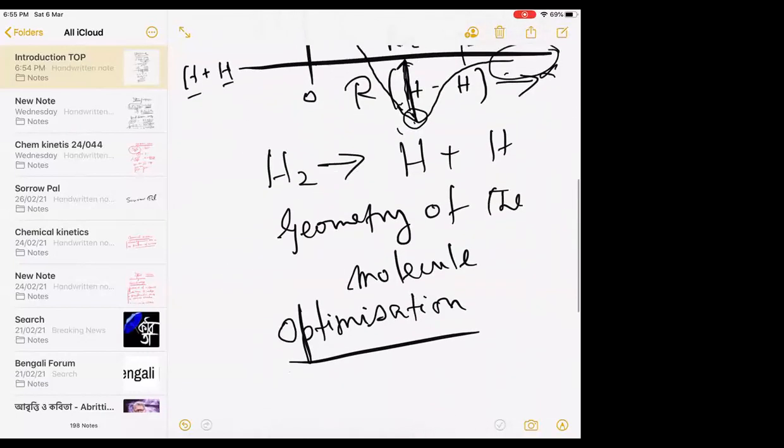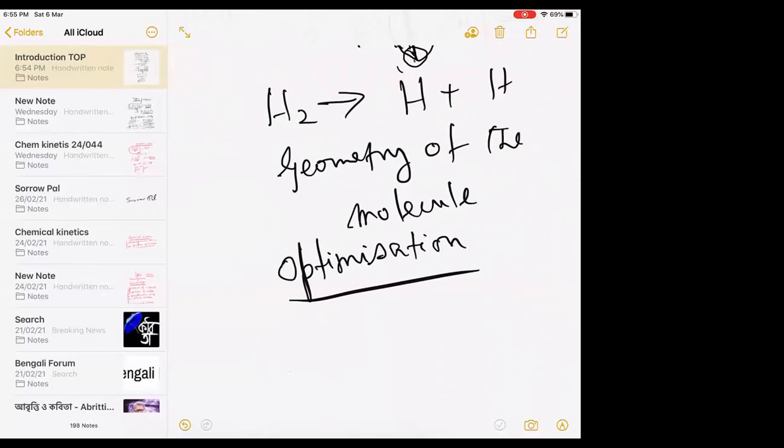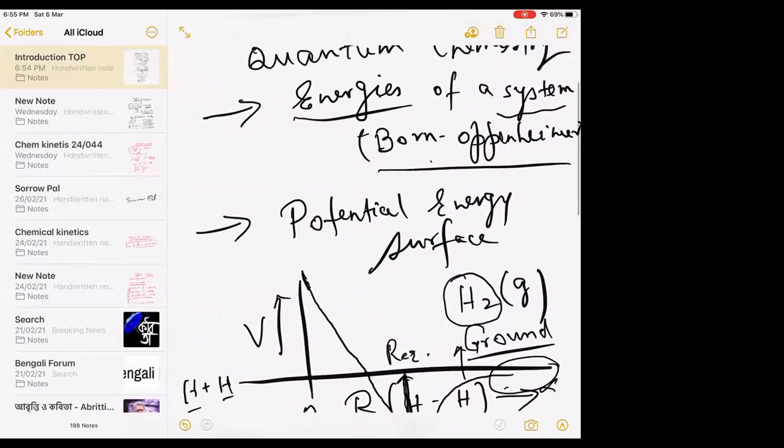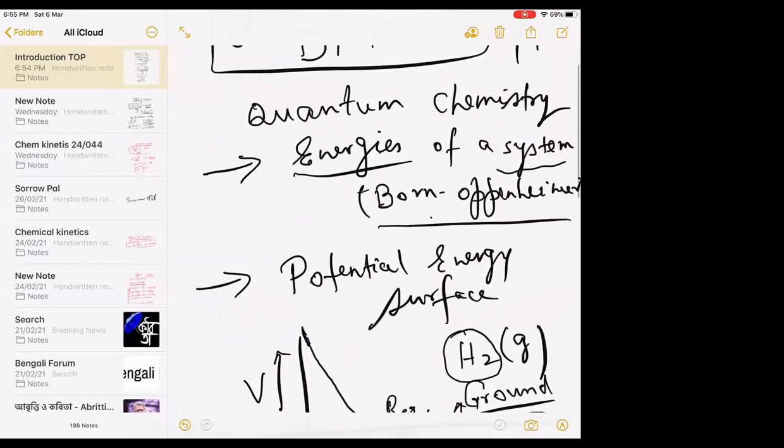So very effortlessly in Gaussian, for example, you optimize geometry. Okay. So again, I'm not even telling how do you do DFT, nothing at this point. I'm only saying the scope of quantum chemistry. What can it do?